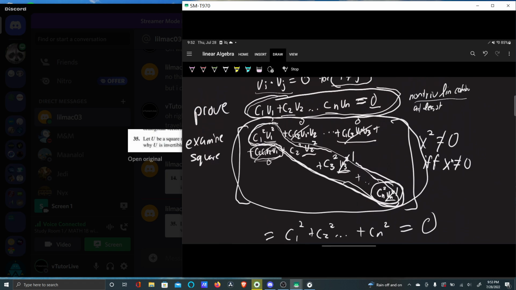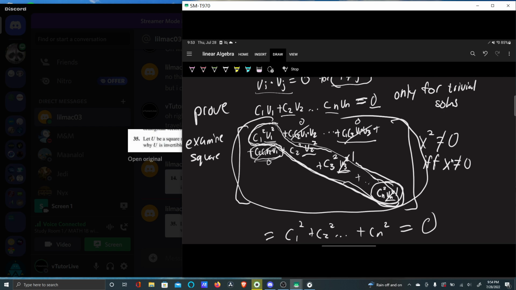And the fact that we've shown that this linear combination is equal to 0 only for trivial solutions, well, that's the same thing as saying that this thing has maximum determinant. This is the same as saying that it has max rank, the same as saying that it's invertible, etc., etc. Does that make sense?